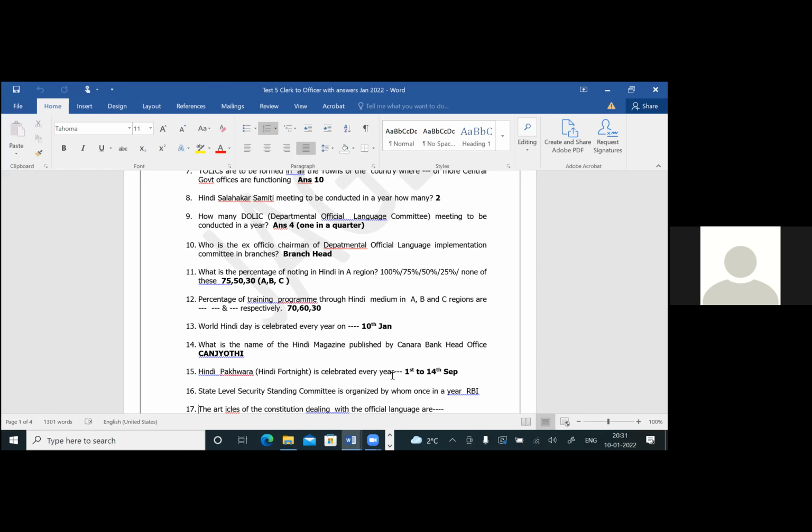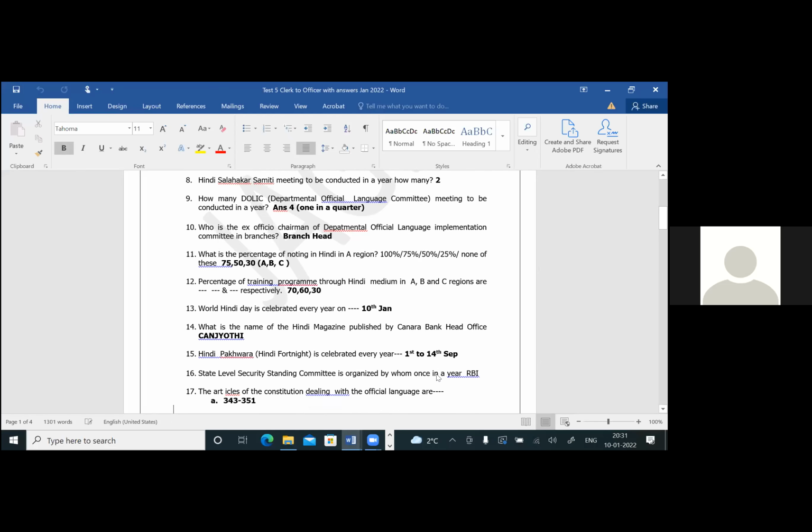With regard to Hindi fortnight, it is conducted between 1st to 14th September. On 14th September, we will coincide it with Hindi Divas. Prize winners will be called, some speakers will be called, and there will be a meeting. Hindi fortnight is celebrated between 1st to 14th of September every year.